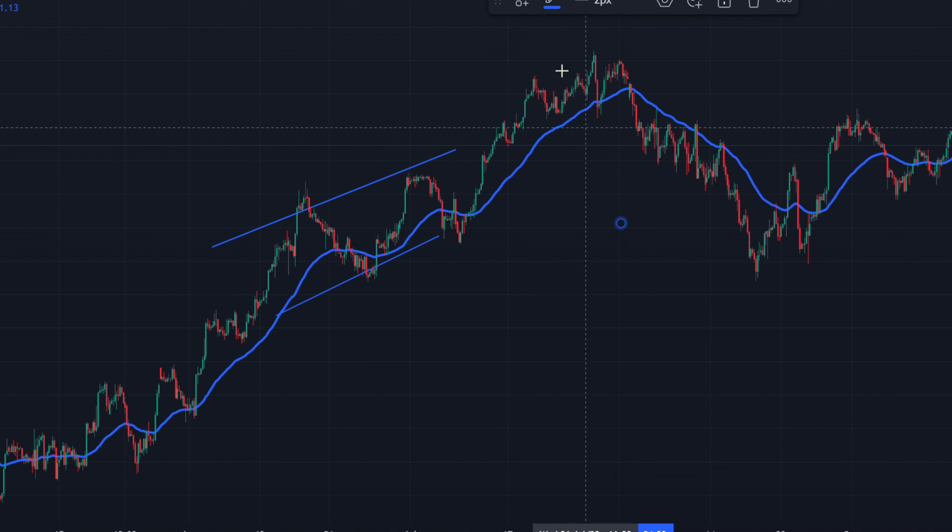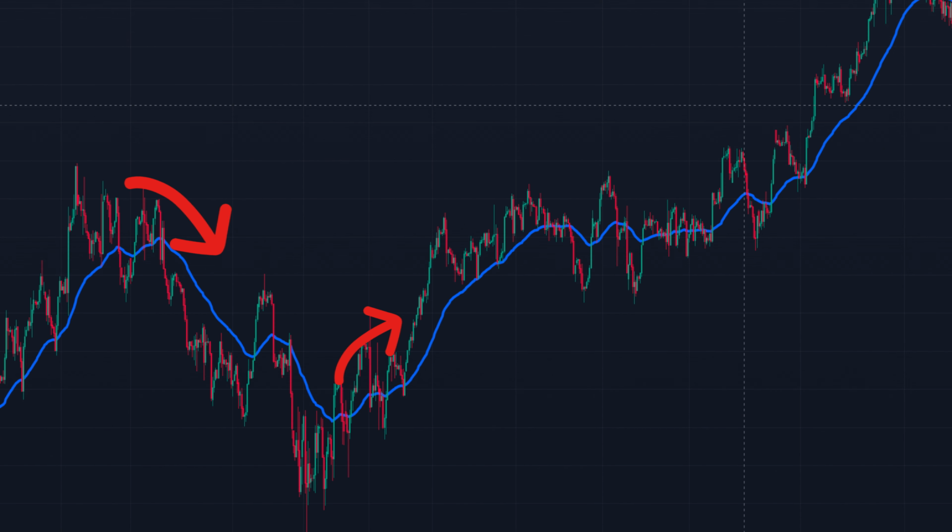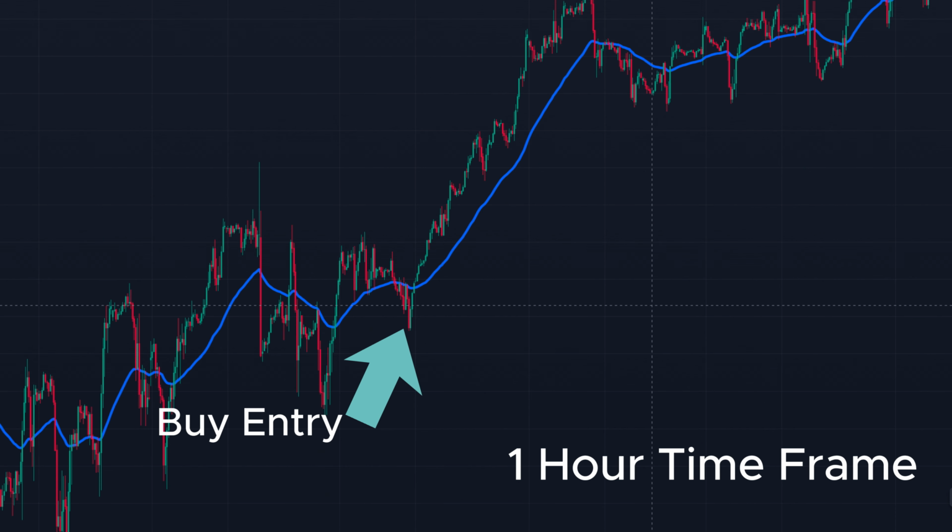Once you've confirmed the end of a short-term downtrend and validated the continuation of the larger uptrend, you can begin seeking entry opportunities on lower time frames.